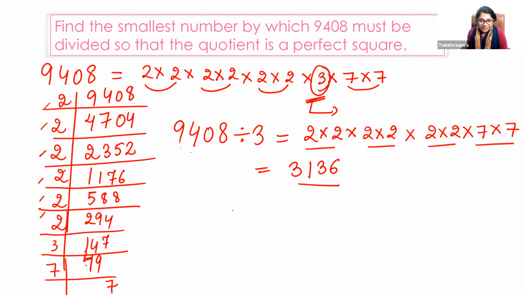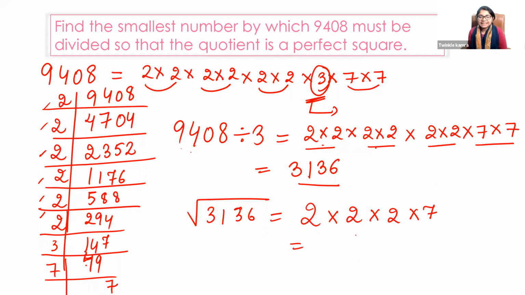Okay, what will be its square root? Very simple, 3, 1, 3, 6. Let's look at its square root. We just have to take one representative from each pair. So I get 2 into 2 into 2 into 7. So it is 8 into 7, which is 56. And we are done.